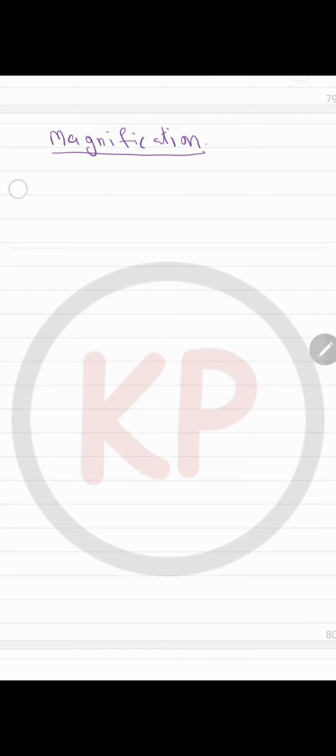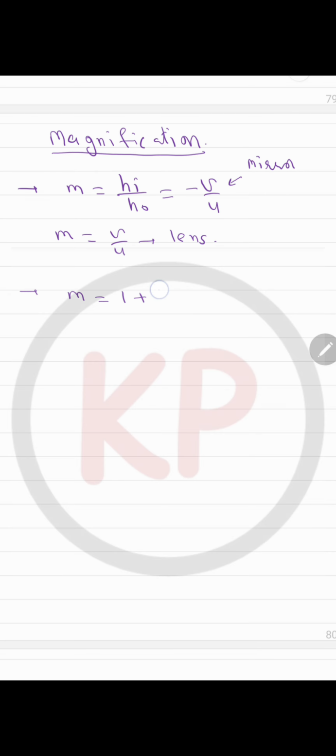Magnification. The formula of magnification is M is equal to Hi by Ho, height of image by height of object, is equal to minus V by U if it is mirror. M is equal to plus V by U if it is lens. Magnification M is equal to 1 plus D by F, this is for simple microscope. Simple microscope is a kind of convex lens. Also M is equal to D by F. There are two formulas for magnification of simple microscope.